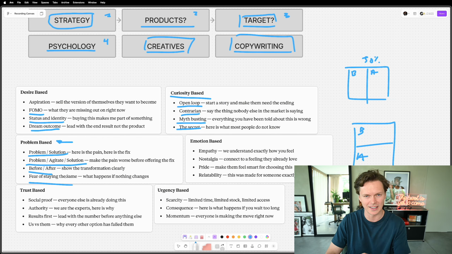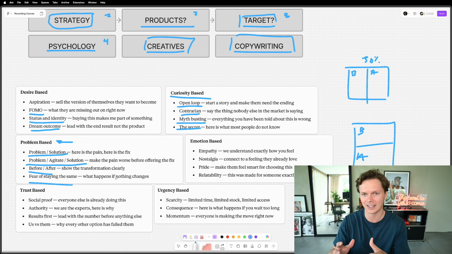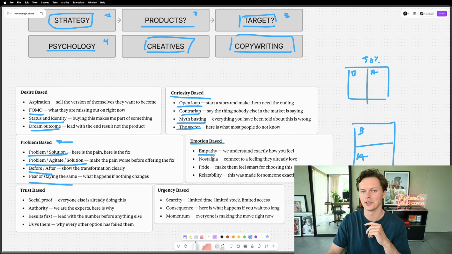Like you want to stay lazy, you want to be fat, you want to, I'm sorry, I keep focusing on the weight, but it's a very explicit, very tangible example, so that's why I keep using it. Emotion-based empathy: we understand how you feel, we had the same problem, right?